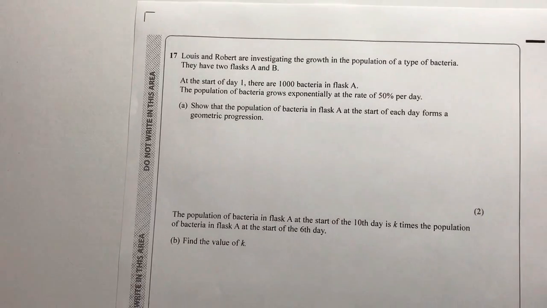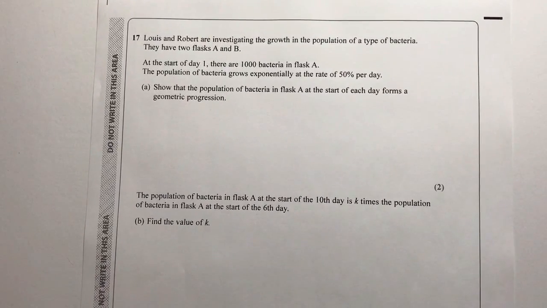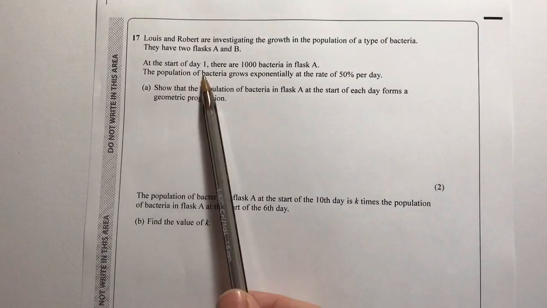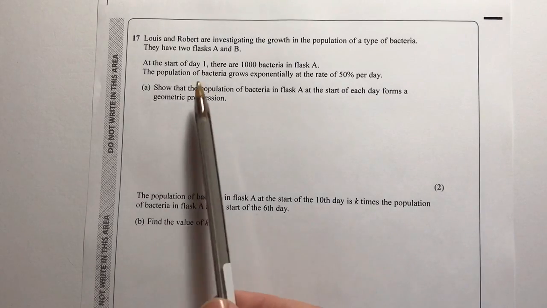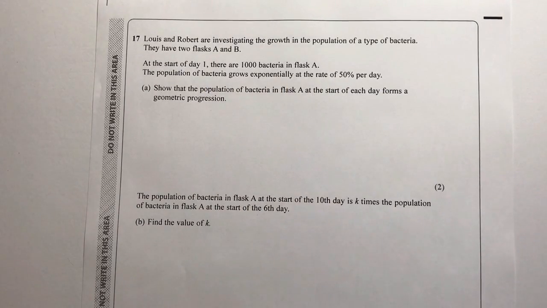And this particular one deals with, well, we're looking at exponential growth. Now, exponential growth is something, again, that's fairly new to the new specification. However, it is based very much on, effectively, compound interest. That's really what it's all about. So we can use the same idea. What we can say is at the start of day 1, there are 1,000 bacteria in flask A, and then we're told that it grows exponentially at the rate of 50% per day.